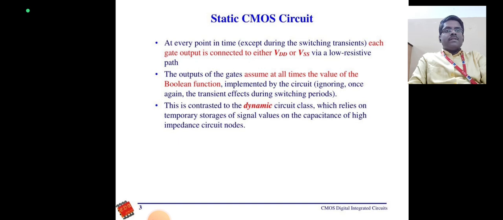Static CMOS circuits mean that at every point in time each gate output is connected to either VDD or VSS. If it is connected to VDD, the output is 1. If the output is connected to VSS, it is 0. All digital signals are represented by ones and zeros, where 1 means VDD and 0 means VSS. This constant output is called static CMOS circuits.